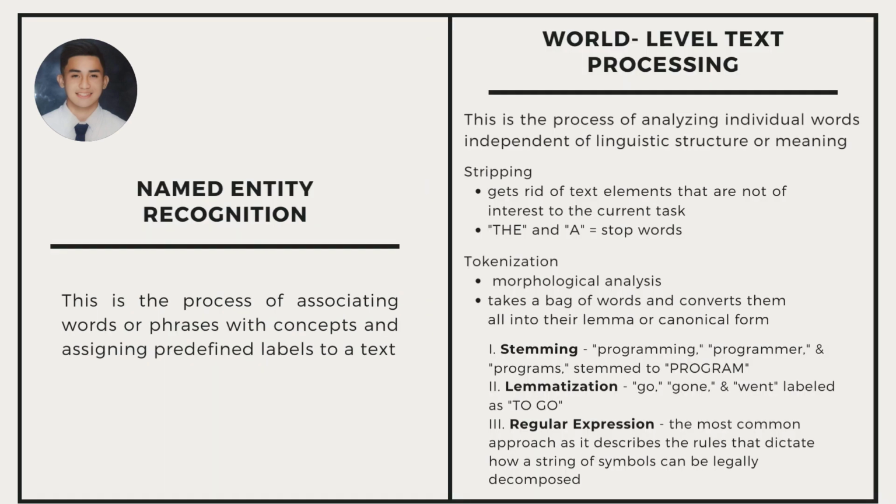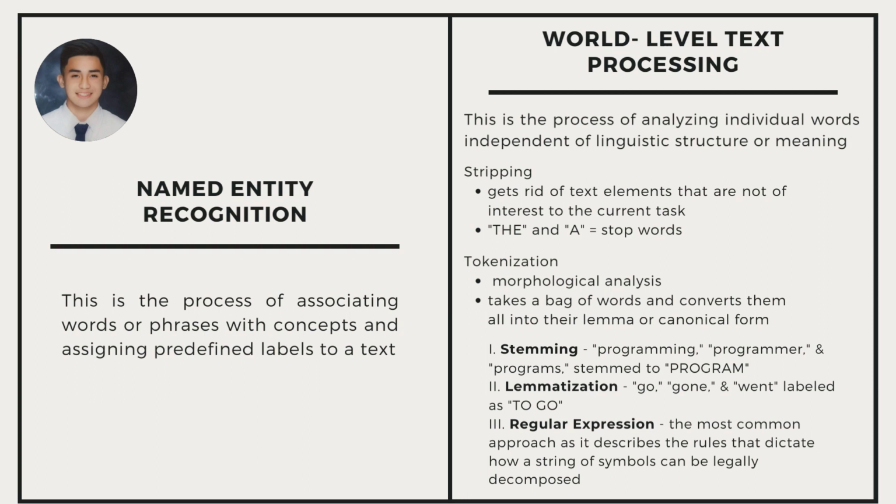So let's proceed with the first concept, which is named entity recognition. This process associates words or phrases with concepts and assigns predefined labels to a text. This can take place in a number of steps, each step preparing or interpreting a text in some way and feeding it to the next stage of text processing if more analysis is needed.